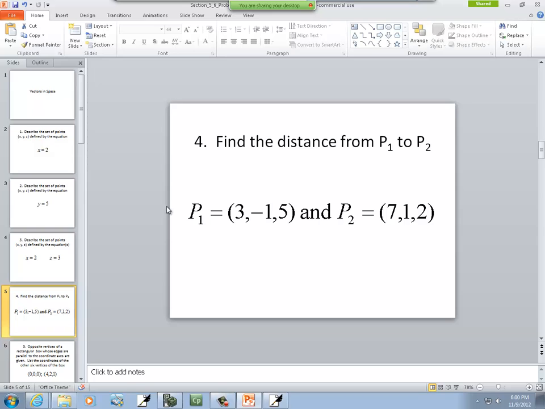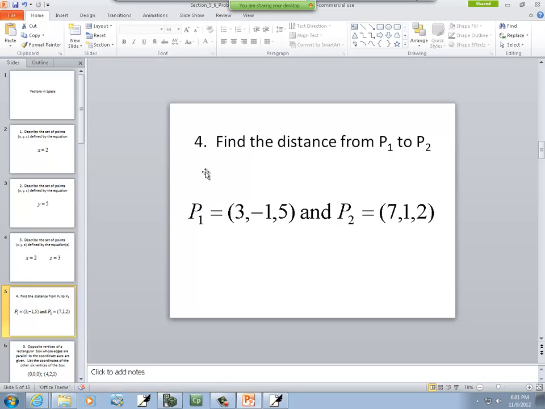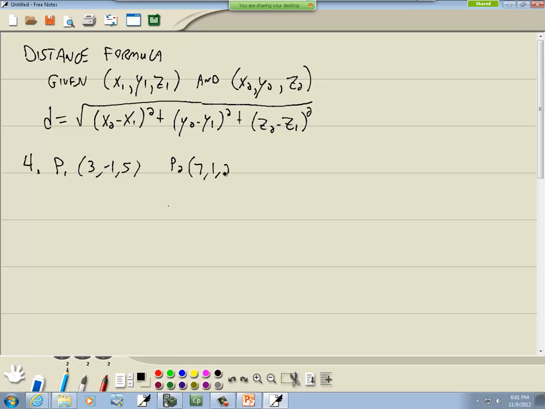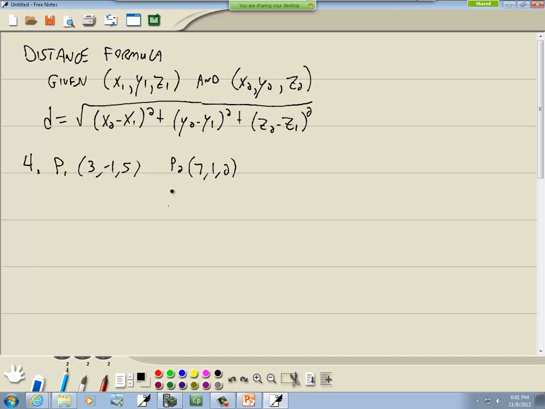Let's take a look at this problem here. We've got our first point, 3, -1, 5. And we've got our second point, 7, 1, 2. And instructions are find a distance between them. Well, this is our x1, y1, z1. And this is our x2, y2, z2.